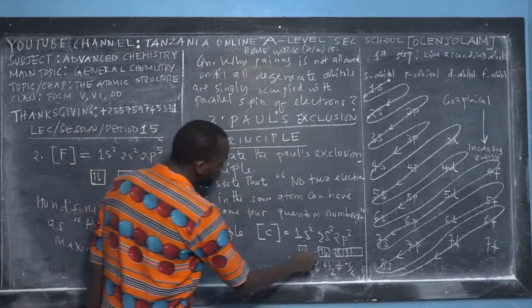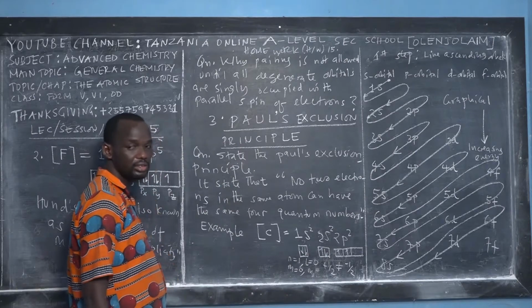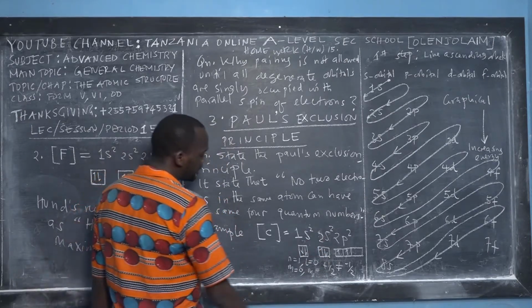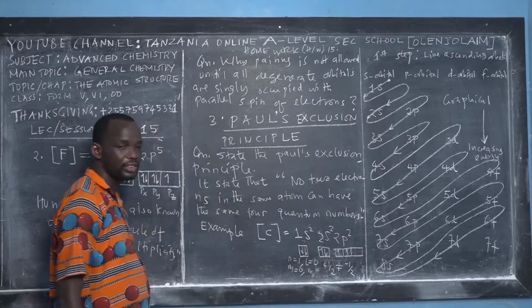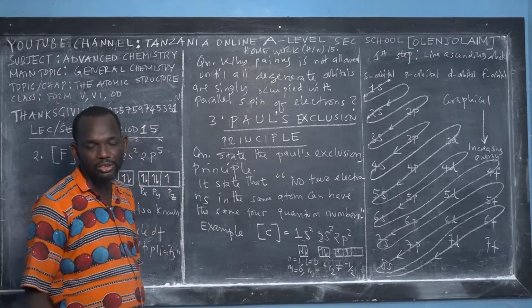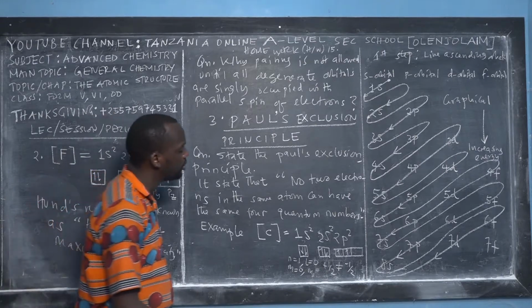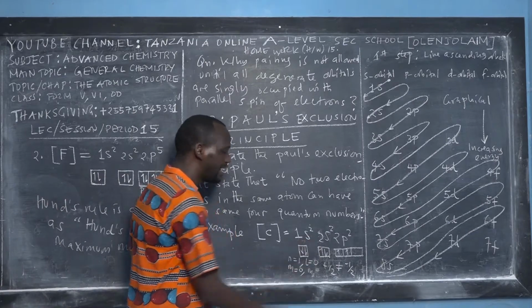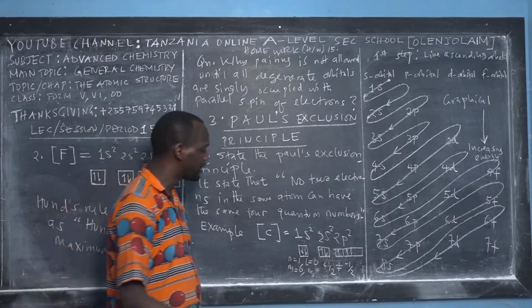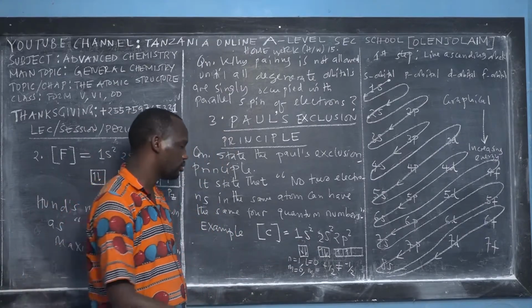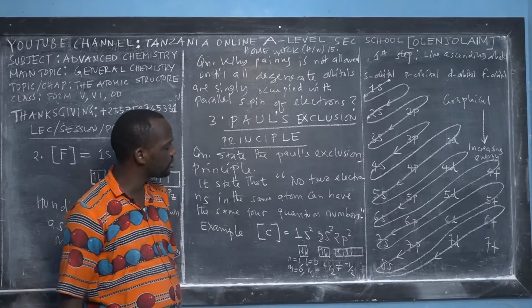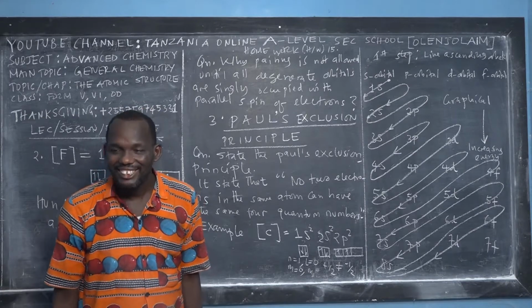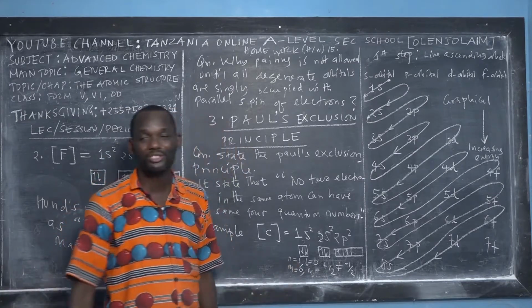Similarly, the principal quantum number here is what? N is equal to 2. So they have the same principal quantum number. The subsidiary quantum number here, we have 2 subsidiary quantum numbers: L is equal to 0 and L is equal to 1. But the s orbital is always found when L is equal to 0. So when L is equal to 0, M is equal to 0, meaning the magnetic quantum number is equal to 0. Yes, the magnetic quantum number is equal to 0, but the spin quantum number is not the same. So that's about Pauli's exclusion principle.